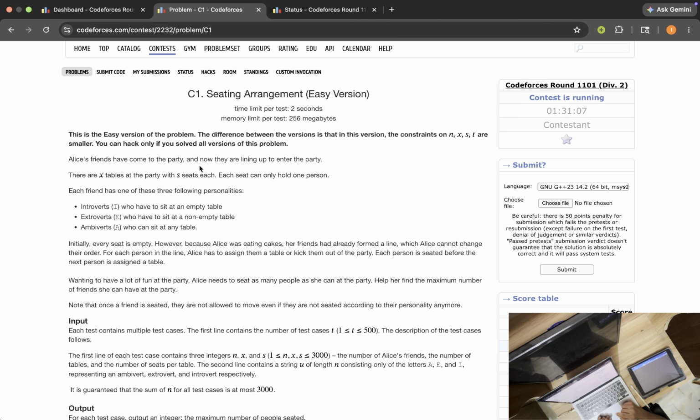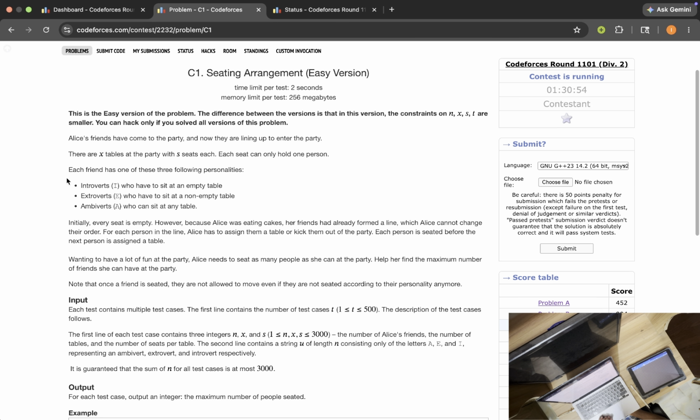Okay, Ellie's friends have come to the party and now they are lining up to enter the party. There are X table at the party with S seats. Each seat can only hold one person. Each friend has one of those three following personalities. Individual I who have to sit at an empty table. Or introverts, okay, extroverts E who have to sit on a non-empty table, ambivert who can sit any table.